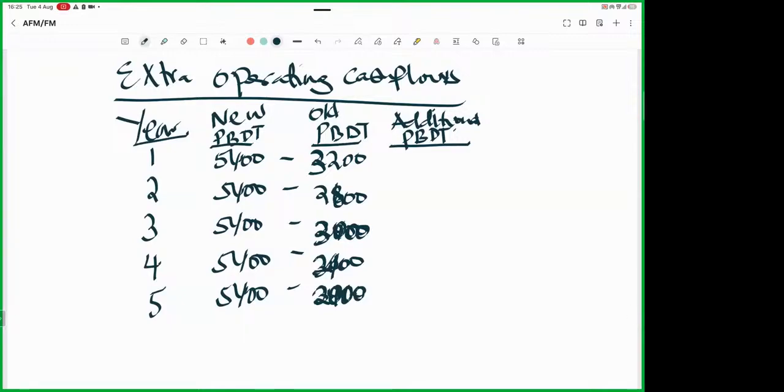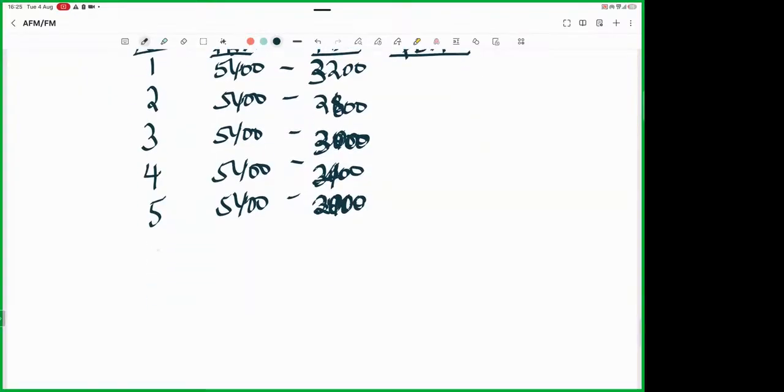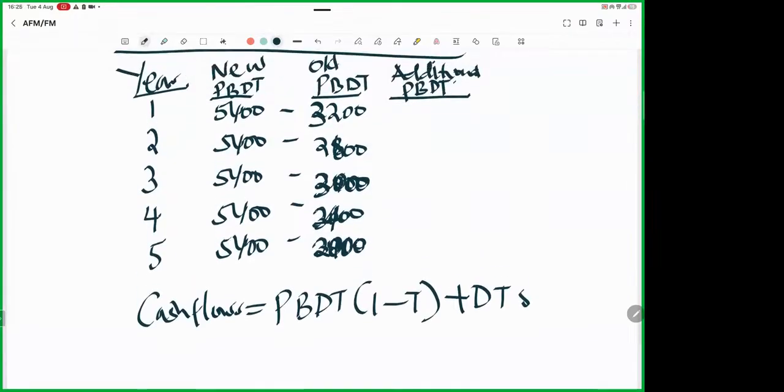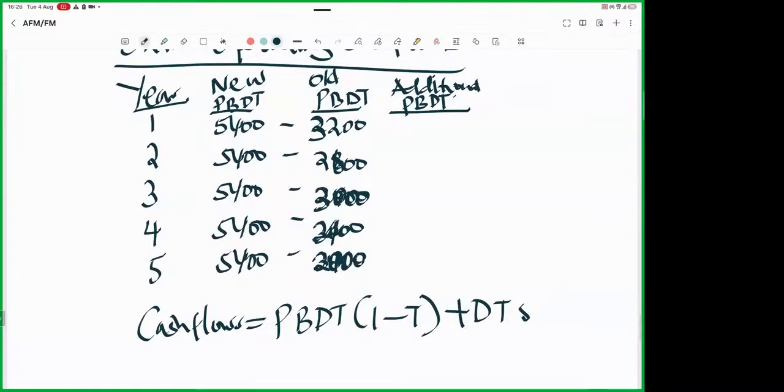But now, are we together up to here? Thank you so much. Now, ladies and gentlemen, please listen. Remember, I want to get my cash flow, and I started by showing you the cash flow. How do we get cash flow? You get the PBDT, you take away tax, and then you add the depreciation tax shield that we got from the beginning there.